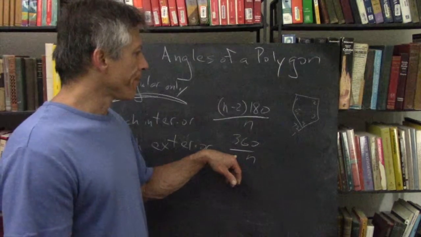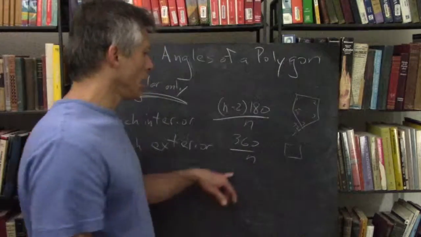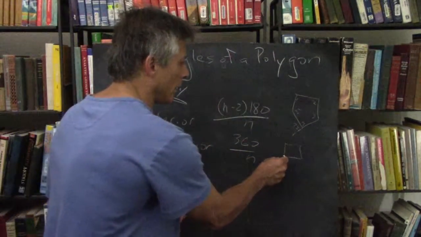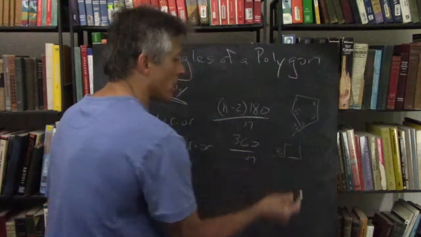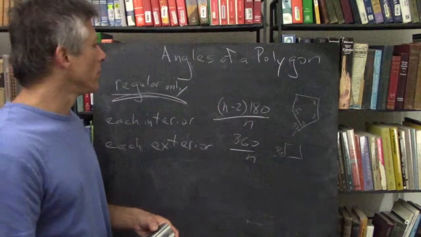Okay, if we had a square, 4 angles, 4 sides, 360 divided by 4 is 90. So each exterior angle is 90. Okay? Because it's regular, they're all the same.